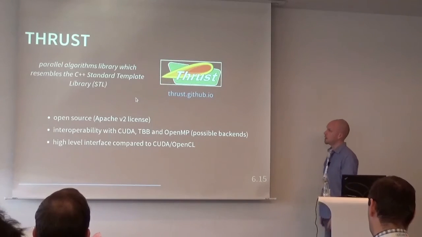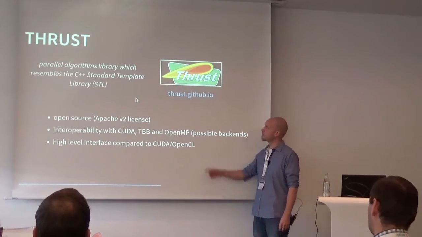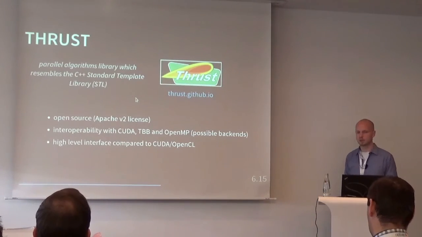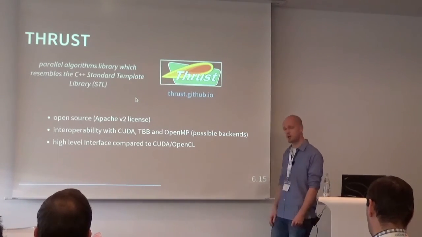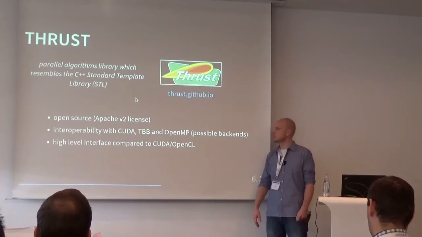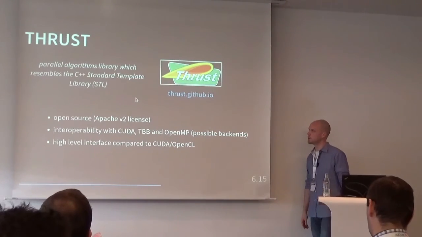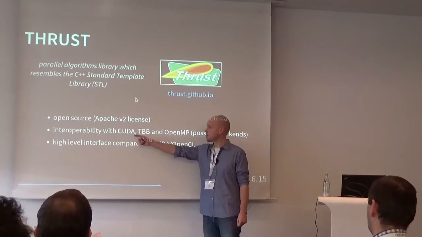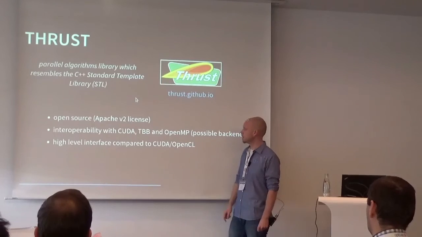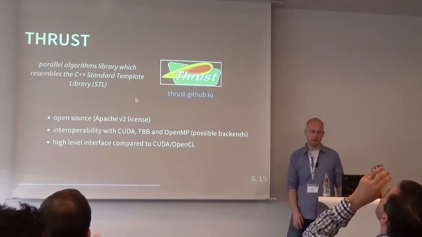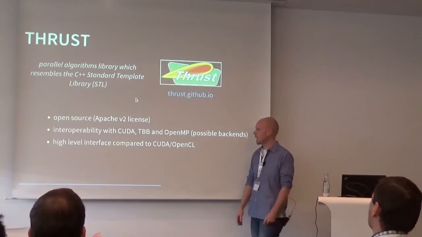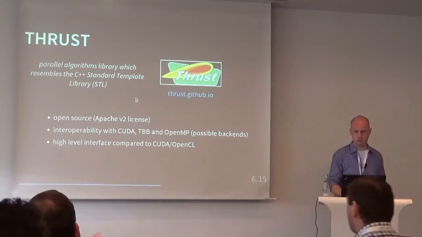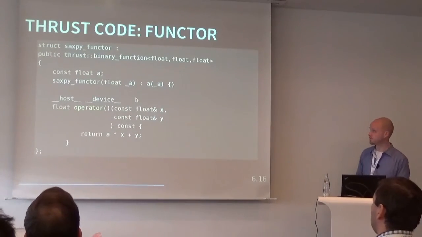So now let's get a little bit going with C++ on GPUs. There's Thrust. Thrust is an NVIDIA-sponsored C++ template library, which comes with a CUDA distribution. There's a similar project for OpenCL called Bolt. It's open source. You could look it up on GitHub. It's interoperable with CUDA, Intel Threading Building Blocks, and OpenMP. So these are the three backends that you can use. And it has a much higher-level interface than CUDA itself. So let's have a look at it.